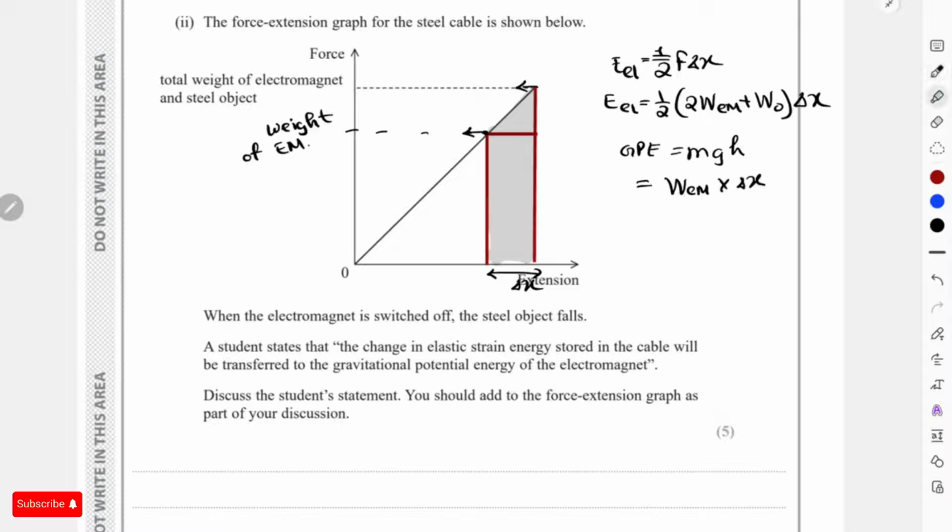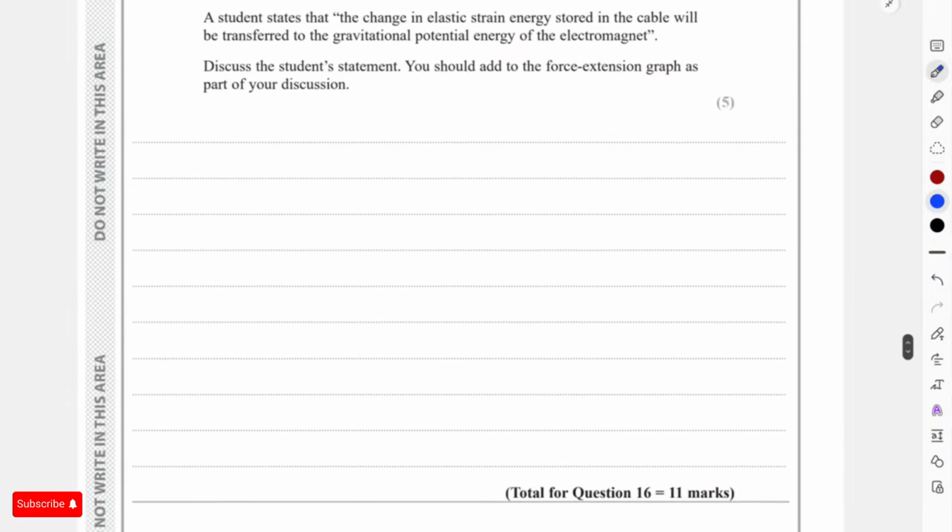And if you have to label the graph again, at which portion of the graph it is indicating, this rectangular portion of the graph only is indicating the gravitational potential energy. Now you can easily see that the gray area consists of a small triangle and the rectangle, whereas the gravitational potential energy only contains the rectangle. So you can certainly say that elastic strain energy is greater than your gravitational potential energy. So obviously they are not equal, right? So the student's statement is certainly wrong. So we'll just explain this over here.